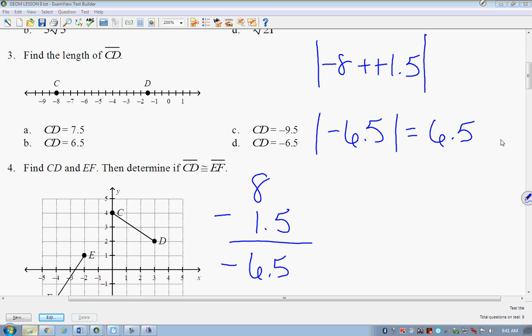Okay, so we should get CD equals 6.5. And when you're seeing length and you see negative answers pop up, you can automatically, if it helps you out, go ahead and get rid of those because length will never be negative. Okay?